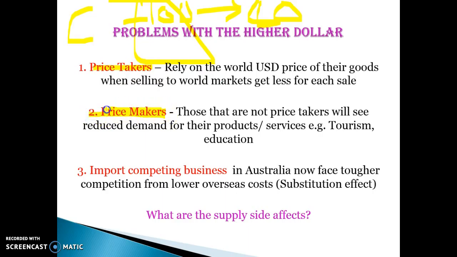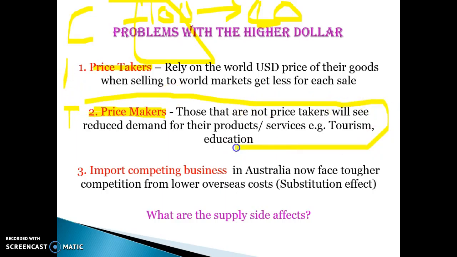For Australian firms, we set our own prices. Say I run a hotel, so tourism would be an example of a price maker. My hotel costs $200 a night. Well, when the Australian dollar appreciates, it's now going to cost the foreign citizen more. So in this case, the foreign citizen pays more, and therefore there'll be less demand for things like tourism and education. So price makers, we set the price, but the level of demand will fall because it'll be more expensive.